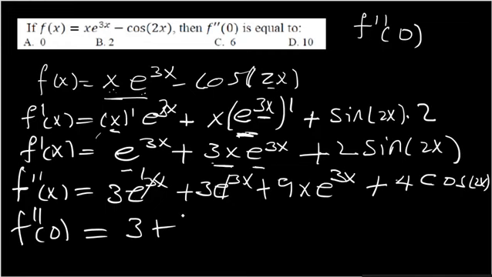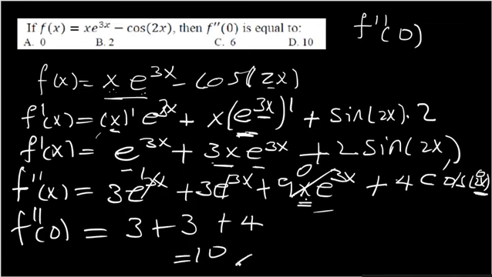1 times 3, 3. Here also it will be 3. But this is going to be 0, the whole term, because there is x here. When you substitute 0 here, 0 times anything will be 0. And at last, cosine of 0, because when you substitute 0, cosine 0 is just 1. So 1 times 4 will be 4 left. So when you add, the answer is going to be 10. So this is the second derivative of the given function at 0.